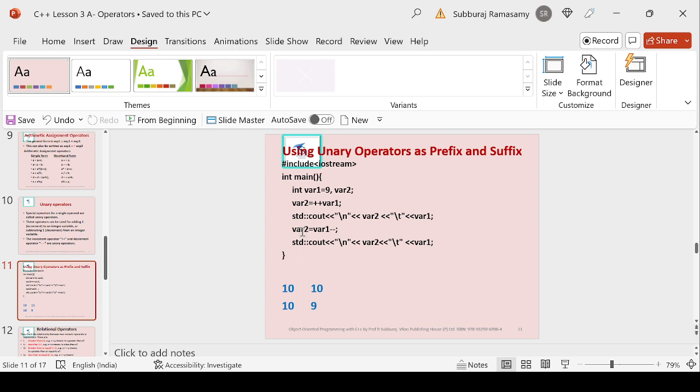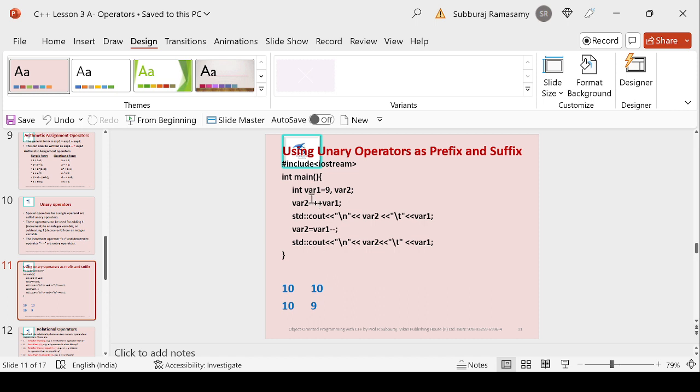Now I'm saying where 2 is equal to where 1 minus minus. So I print where 2 and where 1. What happens is, before decrementing, where 1 will be printed. What is where 1? Where 1 was already 10. So 10 will be printed. Then 10 will be decremented and you will get 9. It's a little complicated. Look at this.